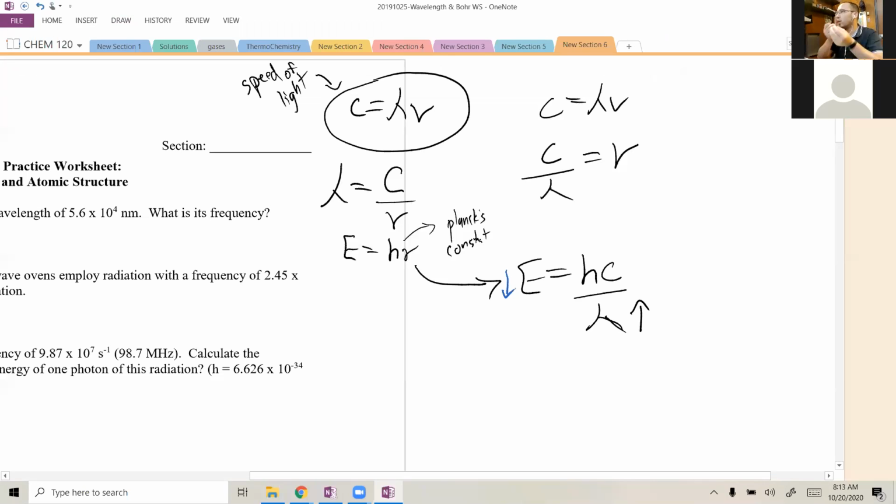And so when we're looking at our different types of light radiation or electromagnetic radiation, the wavelength tells us a lot of information about its characteristics, including its energy. And that's because they're inversely related. So when our wavelength gets longer, our energy is going down. As our wavelength gets shorter, our energy goes up.